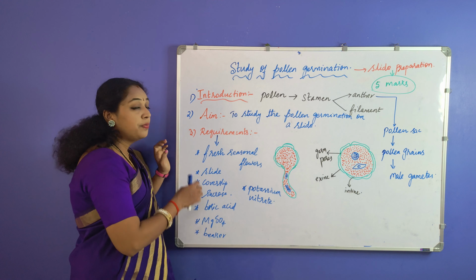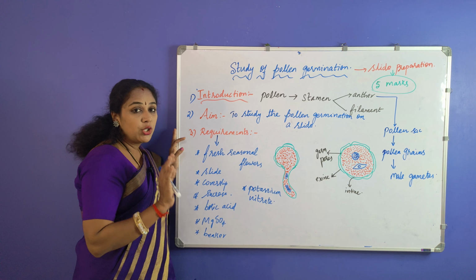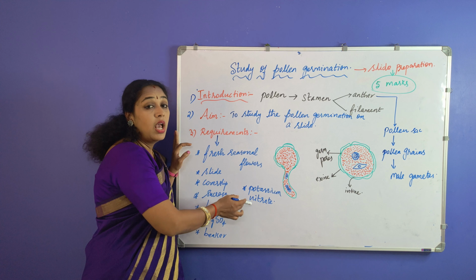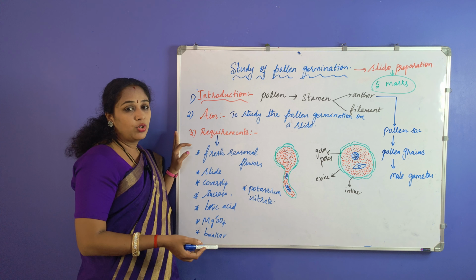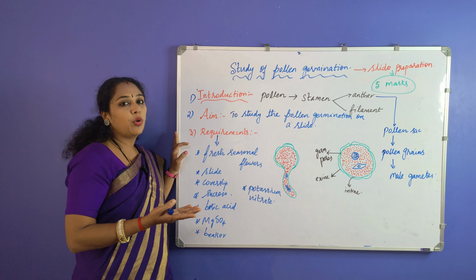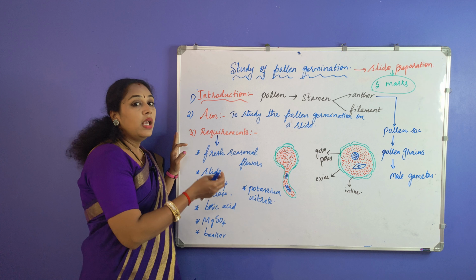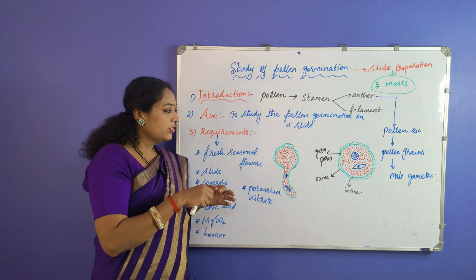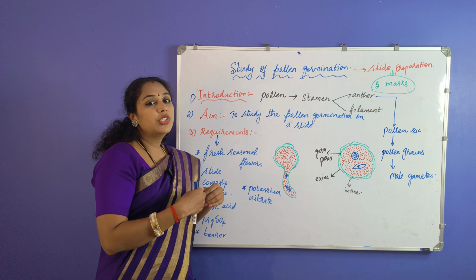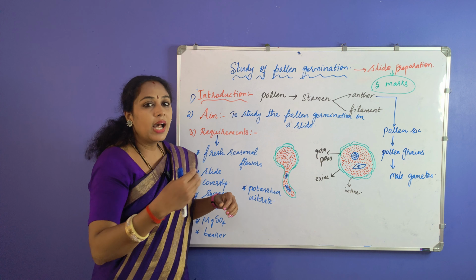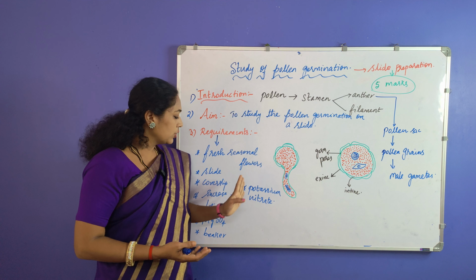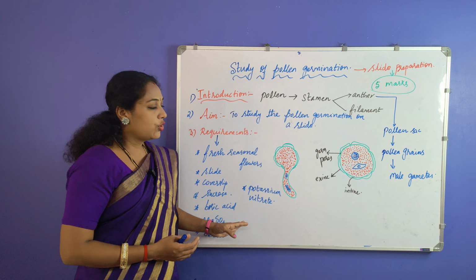Now, what is the purpose of preparing the nutrient solution? The nutrient solution is prepared by adding sucrose, boric acid, magnesium sulfate, and potassium nitrate. The role of these components in the nutrient solution is that they promote and enhance the pollen tube formation. So when you place it on the slide, the pollen start to absorb the nutrient solution, which induces the pollen tube formation. The triggering of the pollen tube formation takes place because of these components present in the nutrient solution.